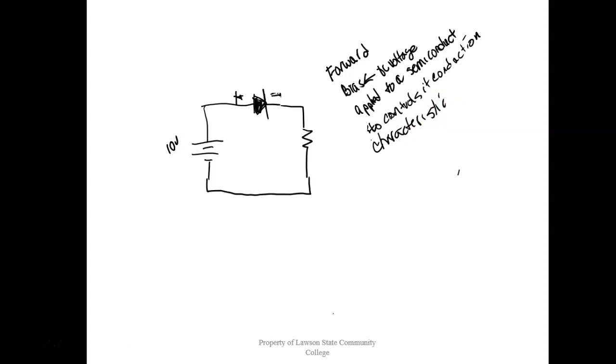So bias, these are DC voltages that we apply to semiconductors that control their conduction characteristics. When we put the positive toward the P and the negative toward the N, we call this forward bias. When a semiconductor is forward biased, it's going to act like a closed switch, but it's not a closed switch because we have to consider that barrier voltage.